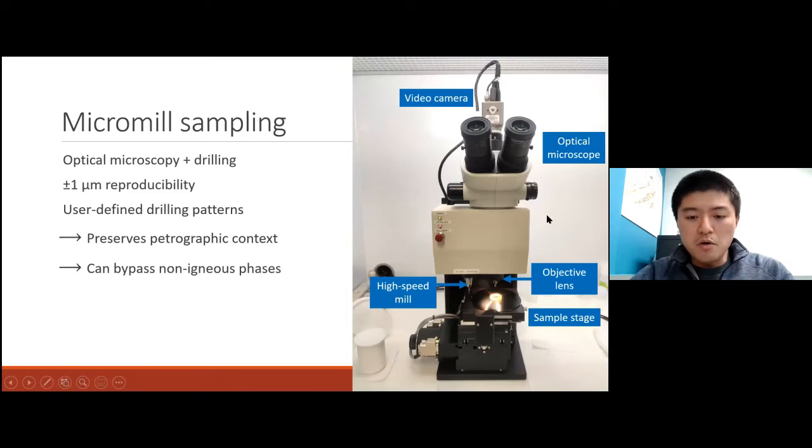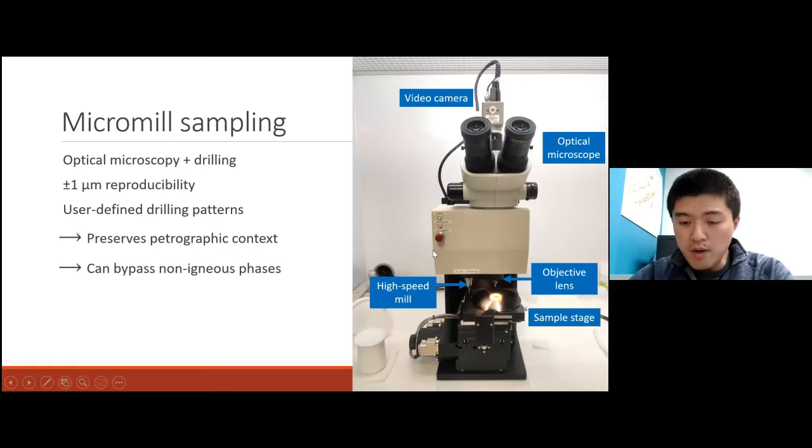So the micromill, in simple terms, combines optical microscopy with precision drilling, and drilling patterns are defined in the microscope view field. So it's possible to select what to extract based on spatial information such as petrography and texture.